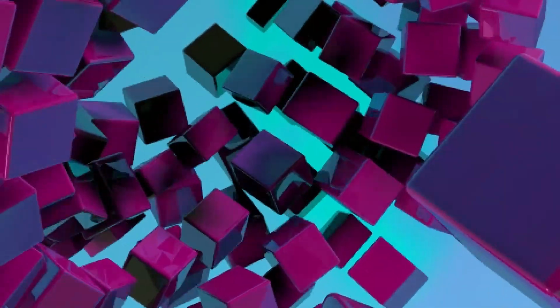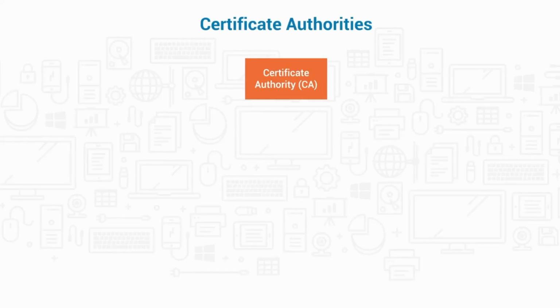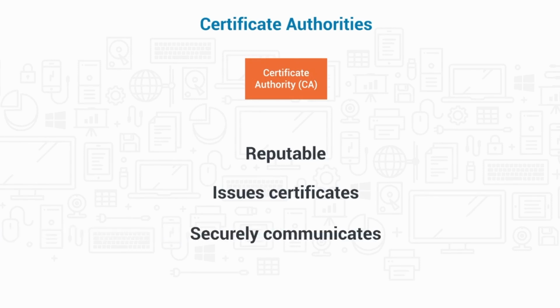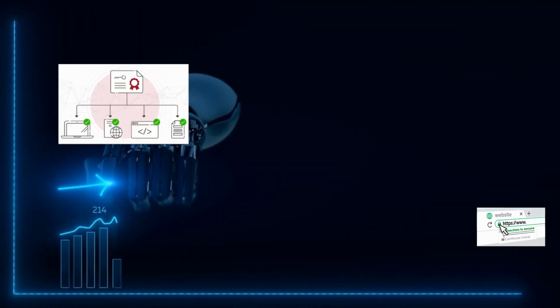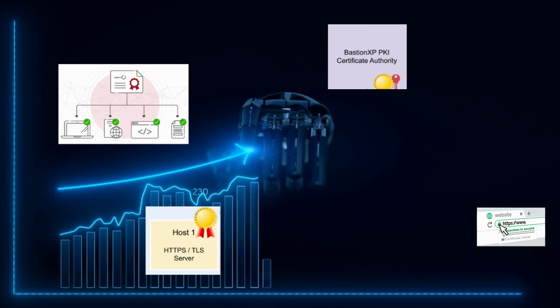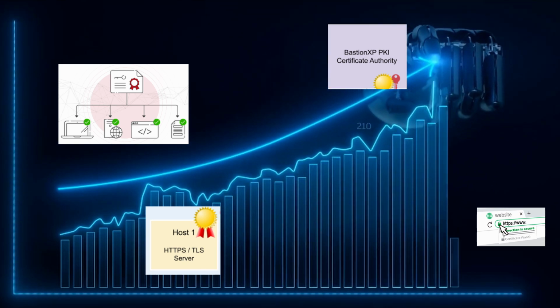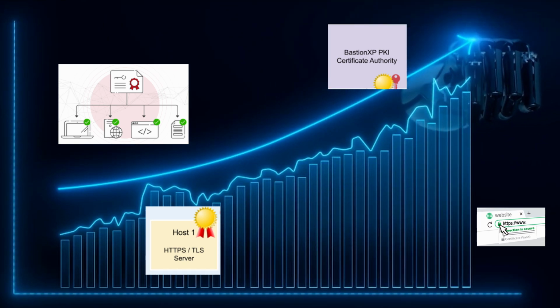A PKI requires several elements to be effective. The first element is the CA. CAs need to be reputable organizations that are respected enough to issue public certificates to organizations that want to communicate securely over the internet. To increase security, CAs operate in a hierarchy of multiple CAs. This is done so that if one CA is compromised, only the certificates it issued need to be revalidated.